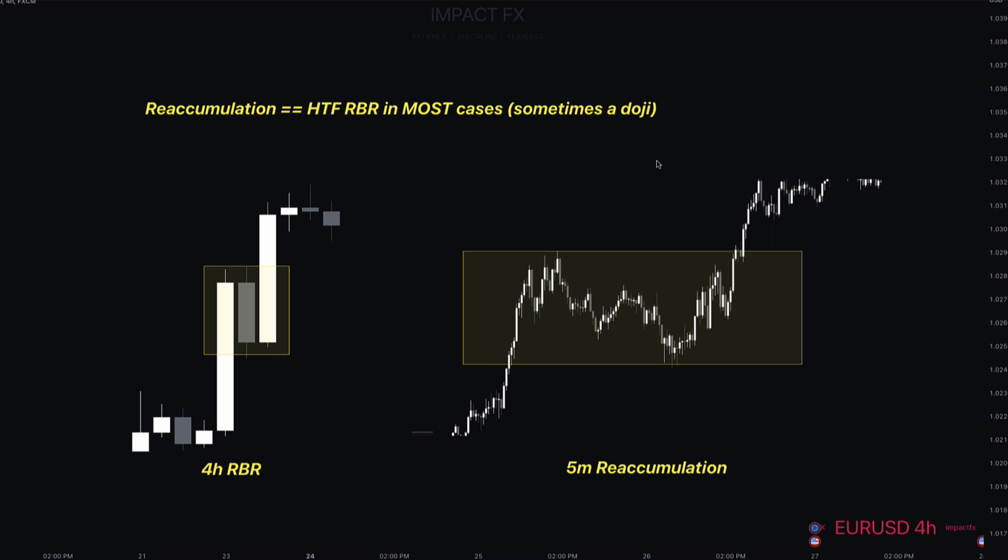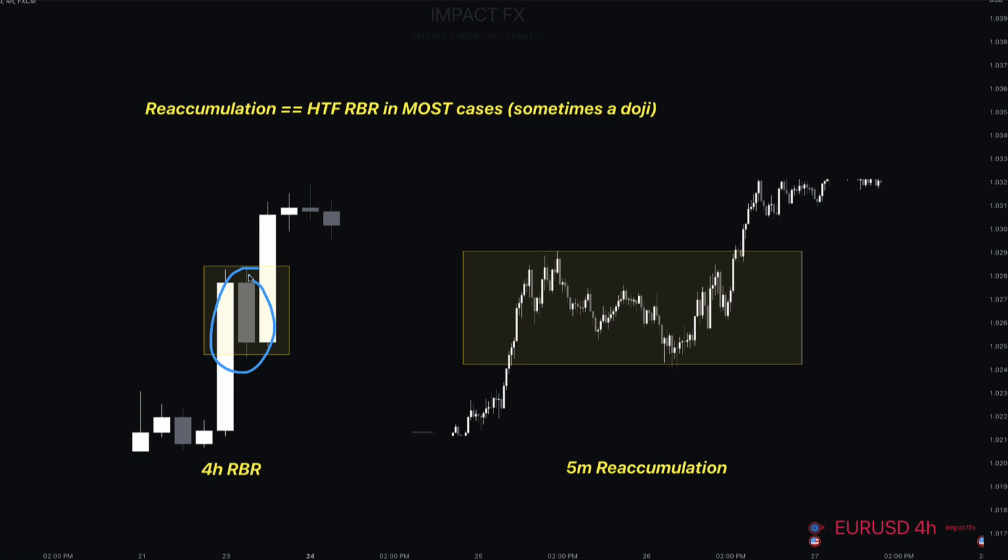However, what typically ends up happening is it starts to create a higher time frame RBR. It will actually create a range and then break the high, which then creates your high. So a reaccumulation, guys, in most cases is going to represent a higher time frame rally-based rally.